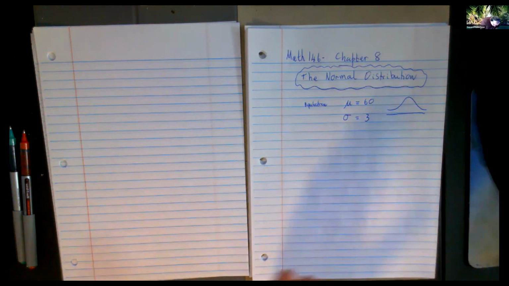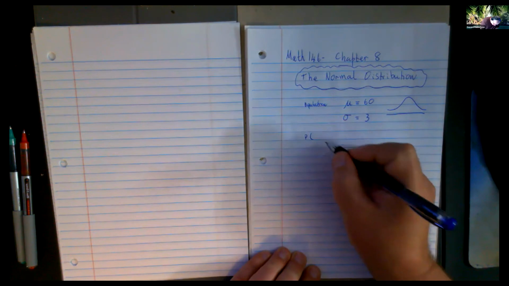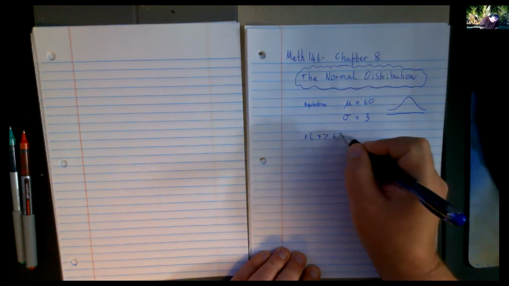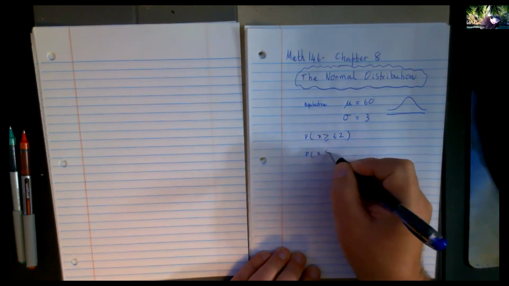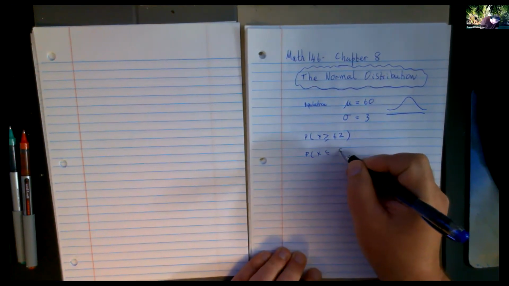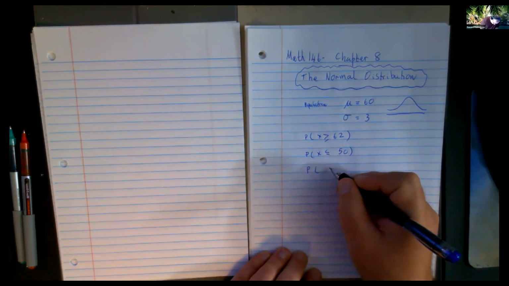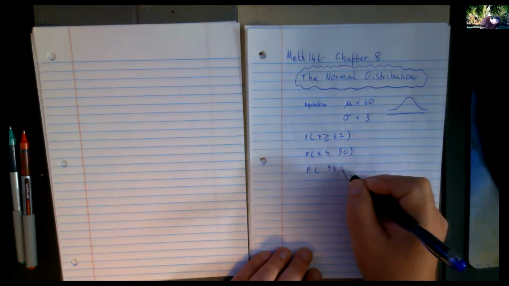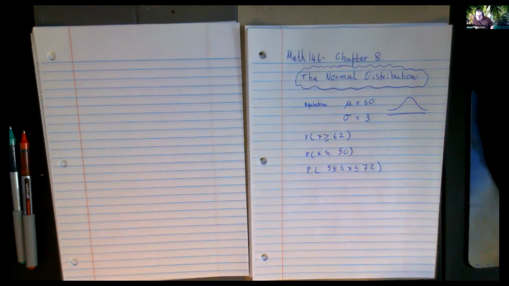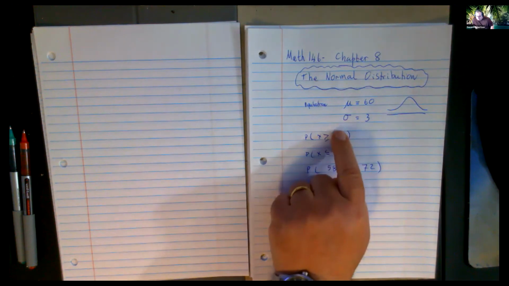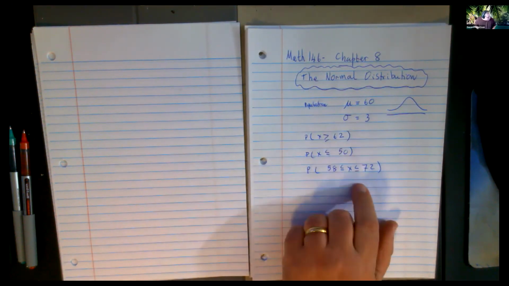I can, for instance, find what percentage or what proportion of people are bigger than 62 inches. I can find what proportion of people are less than, say, 50 inches. I can find what proportion of people are between 58, for no particular reason, and 72 inches. And all of these and any other combination you like, any other numbers, can all be done using SALT.